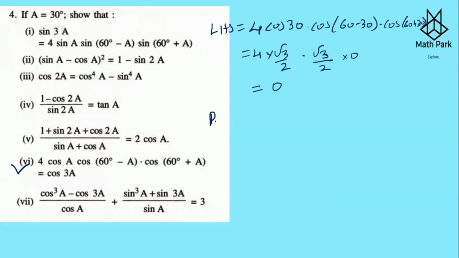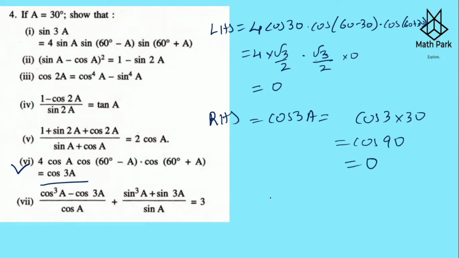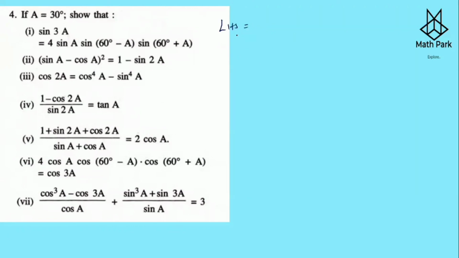Let us take the RHS of this equation, which is cos 3A. So we have cos 3A, which is cos of 3 times 30, which is cos of 90, and that is equal to 0. Thus, we get LHS is equal to RHS. We are done with the fifth one. Now let's start with the last part of this question.